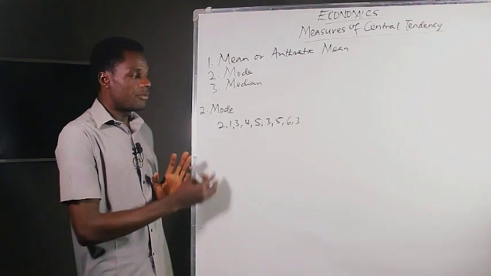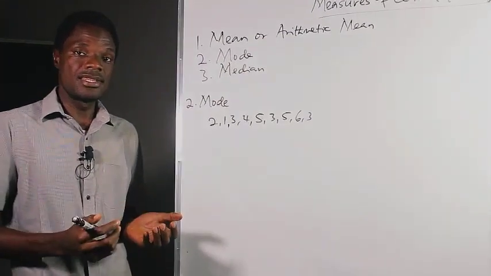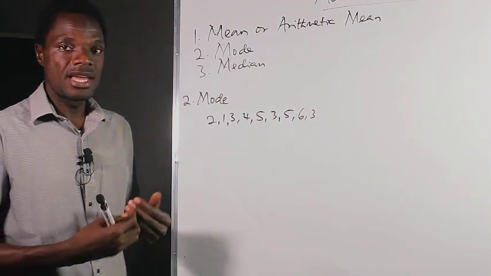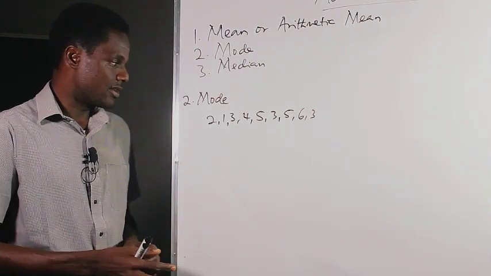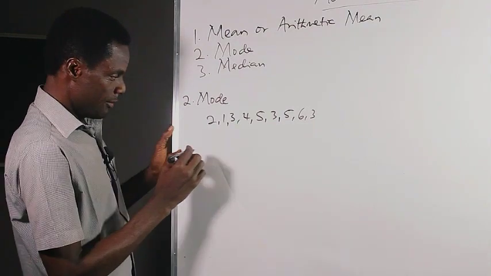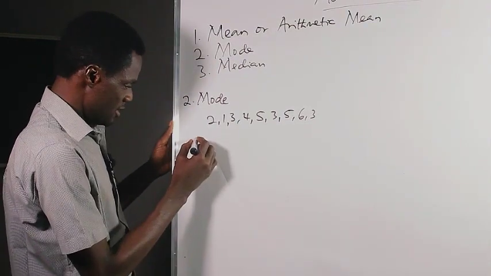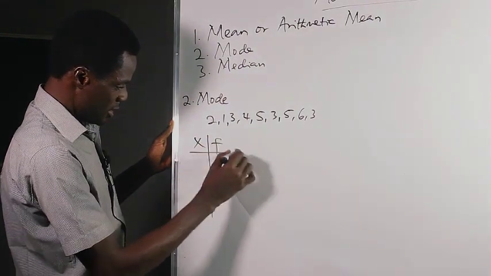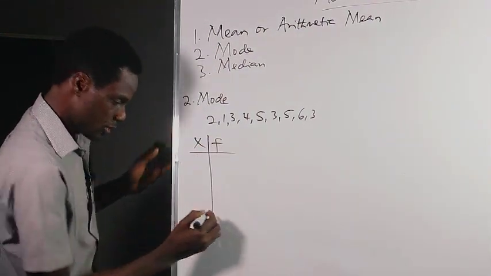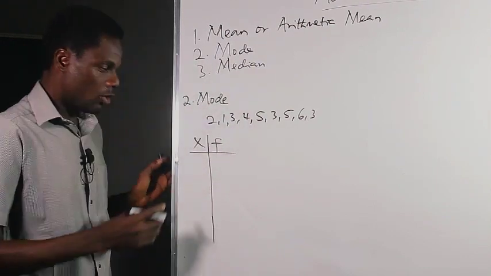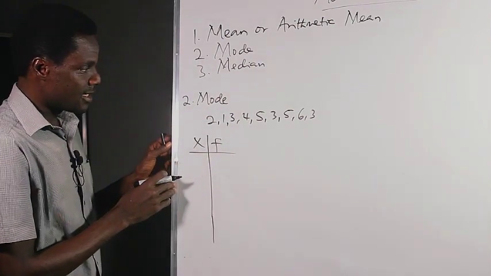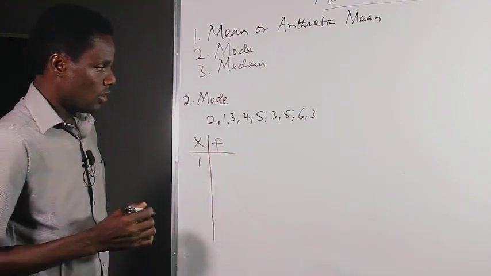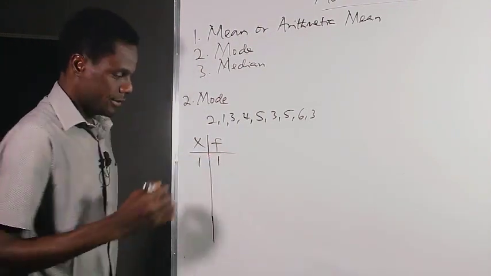Now, suppose we have this information or data and we are asked to find the mode. As I said, mode is any item that is more frequent than others. So then we apply what we call a frequency table. And I'm sure that you are familiar with how to construct a frequency table. Now, this X represents each item of the observation. Then we start with the lowest. We have 1. 1 appears only once.